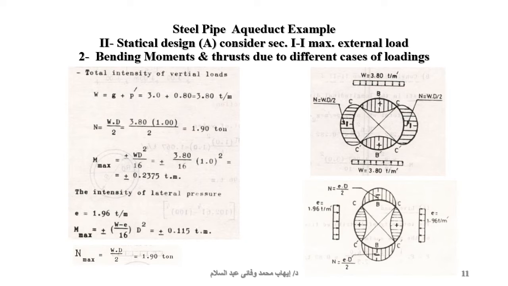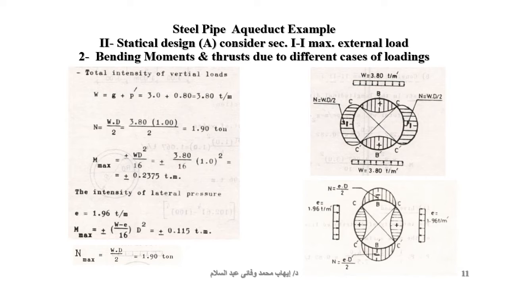We talk about section II. There is a bending moment and thrusts due to the different cases of loading. This is a vertical load and the horizontal load. Vertical load, we arrive that W equal 3.8 ton per meter run. And for horizontal, 1.996 ton per meter run. It is in shape something like that. Positive and negative moment.